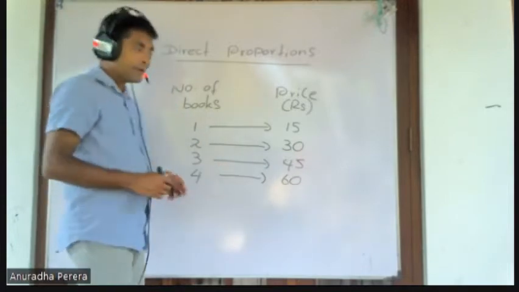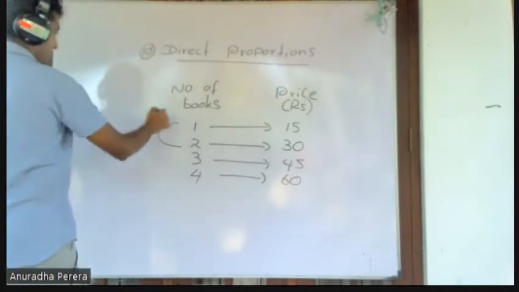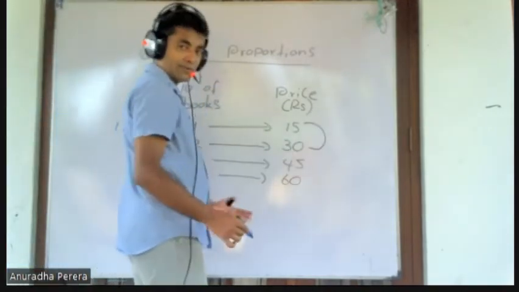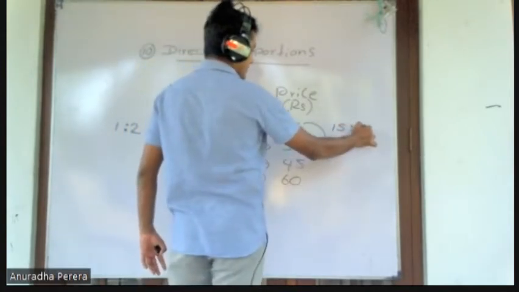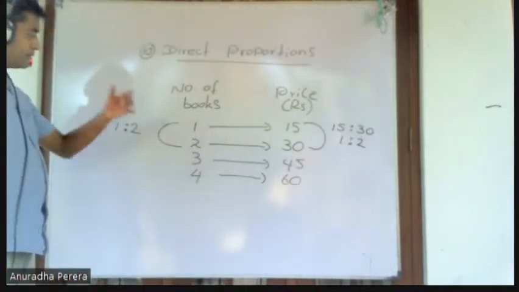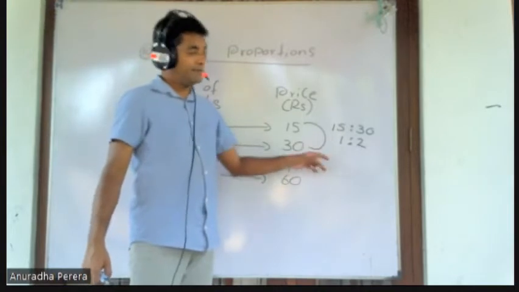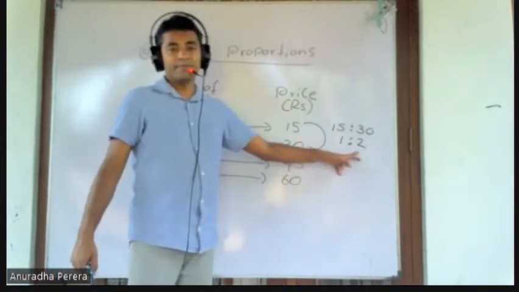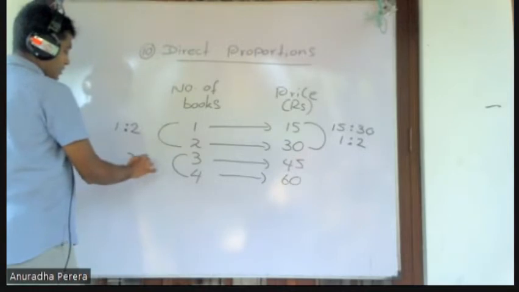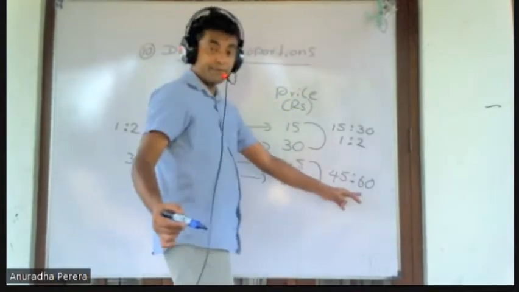What do we mean by same ratio? Take the ratio between these two. The ratio between the number of books is 1:2, and the ratio between the price is also 1:2. How? 15:30 in the simplest form is 1:2. When the number of books goes from 1 to 2, the price goes from 15 to 30. Now take 3 and 4. What is the ratio? 3 to 4. For the price, 45:60, if you divide by 15, the simplest form is 3 to 4.